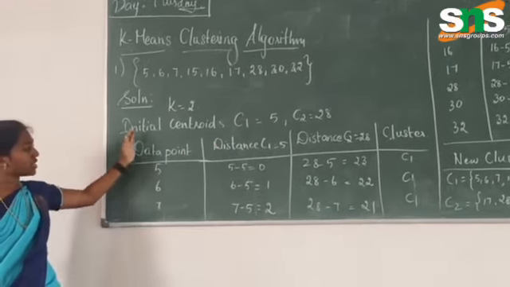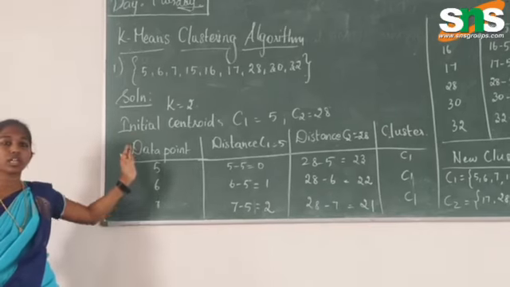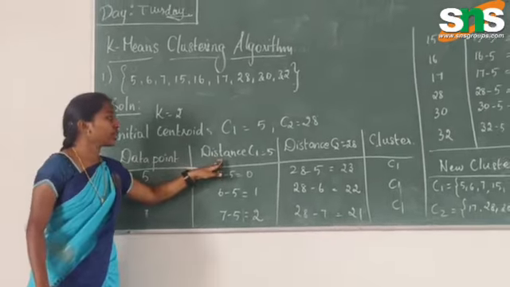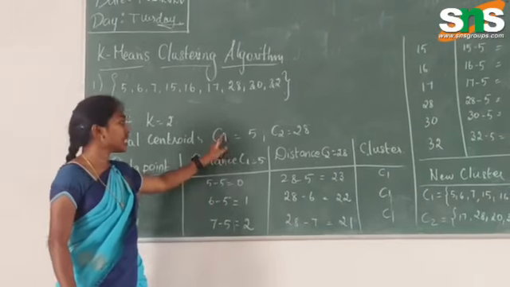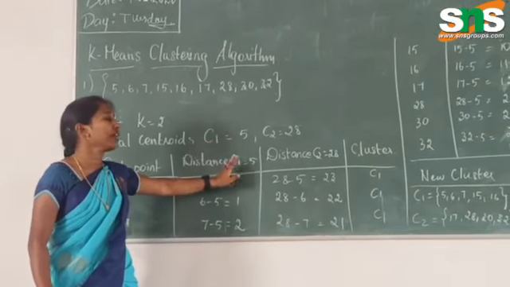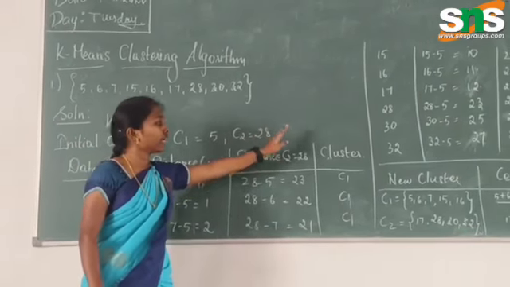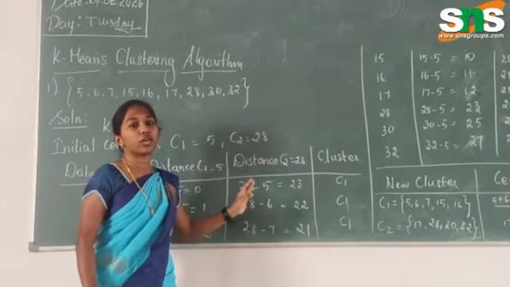So first we are going to create the table. In the first column I am going to write the data points, which are just given in the question. Next we are going to calculate the distance for the first centroid C1, which is equal to 5, and next the distance for C2, which is 28. Finally we are going to decide which cluster to assign.